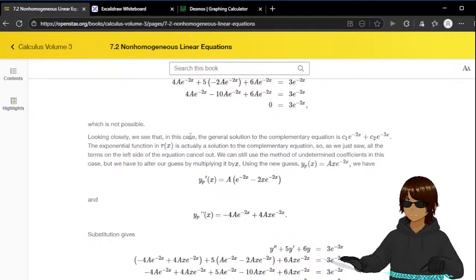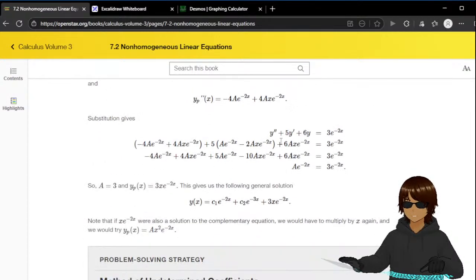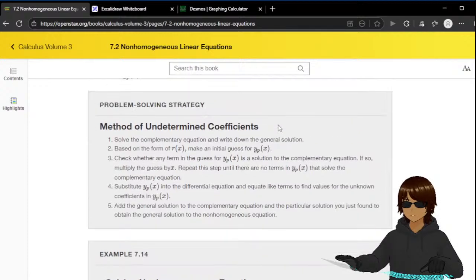Look closely, we see that in this case, the general solution to the complementary equation is this. The exponential function in R(x) is actually a solution to the complementary equation. So as we just saw, all the terms on the left-hand side of the equation cancel out. You can still use the method of undetermined coefficients in this case, but we have to alter our guess by multiplying it by x. Using the new guess, we have yp is equal to ax e to the power of minus 2x. We have this. Oh, this is complicated.